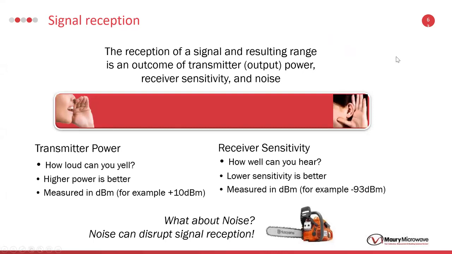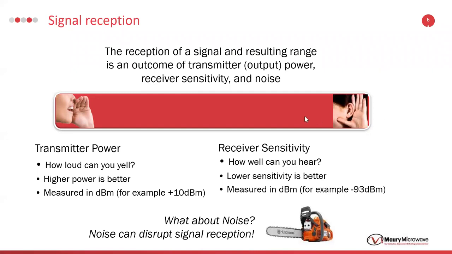All right, perfect. So we're going to talk about noise. For noise, we are talking about the reception of the signal and resulting range. For example, if we increase the transmitter power, this is like yelling. Then you have someone who needs to hear this signal, that's the receiver, and it needs to be sensitive. So the guy needs to put his hand on the ear and try to hear what you are saying.